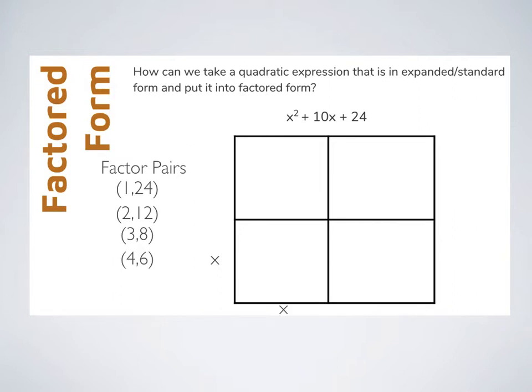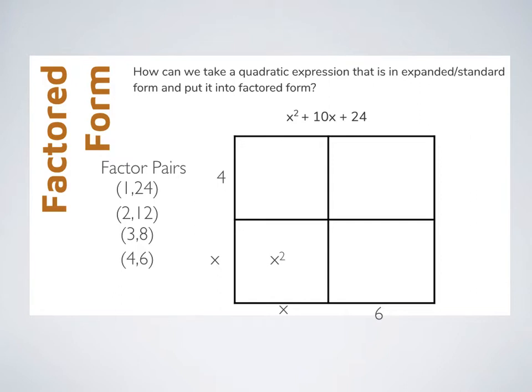I know I can make 24 with 6 and 4, and that should give me 4x and 6x in those boxes. And I know that 6 times 4 will give me 24. So let's go ahead and check. Like I said, you always need to double check.